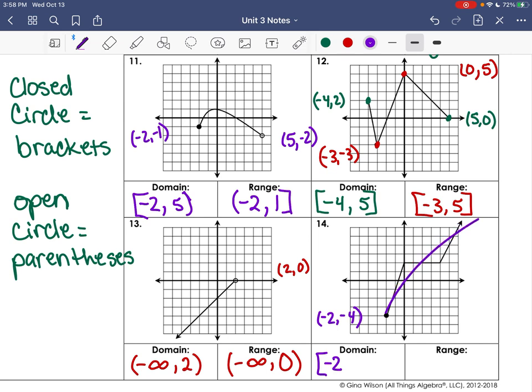Can you see how that's working? If I follow this, it's going to go up, but it is going out to the right. I'm still going to the right as I go. So that's going to be positive infinity because it's going to the right. The range, you're looking at how low did I go? I went down to negative 4. And obviously this arrow is going up, so that's going to go to infinity.